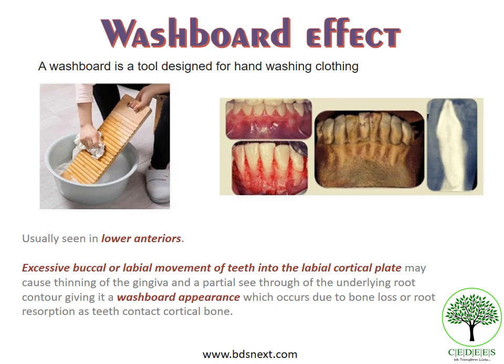Now why does this washboard appearance happen? It happens because you're moving the tooth excessively against the cortical bone such that it contacts, because of which there is surrounding bone loss or root resorption, which gives that root prominence or see-through of the underlying root contour, giving it a washboard appearance, similar to the washboard that you use for hand washing. So this is the washboard effect.